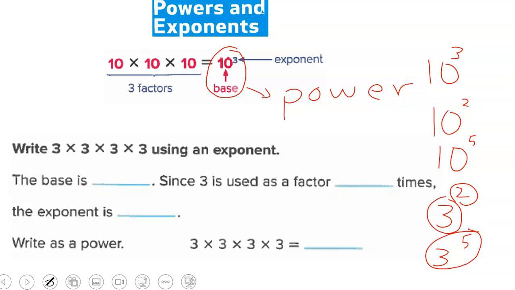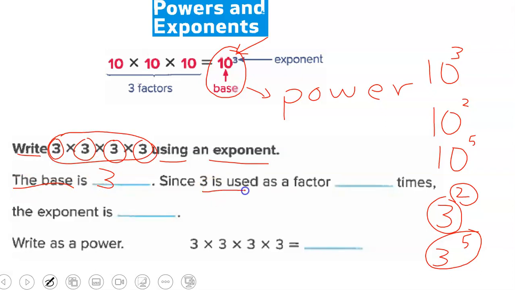Now, we need to write the product of the same factor using exponent. Remember, exponent is the small number on the top. Now what is the factor I multiplied? The factor is 3. I multiplied it, so it is the base. As 3 is used as a factor, how many times did we multiply it? 4 times. So 4 is the exponent.